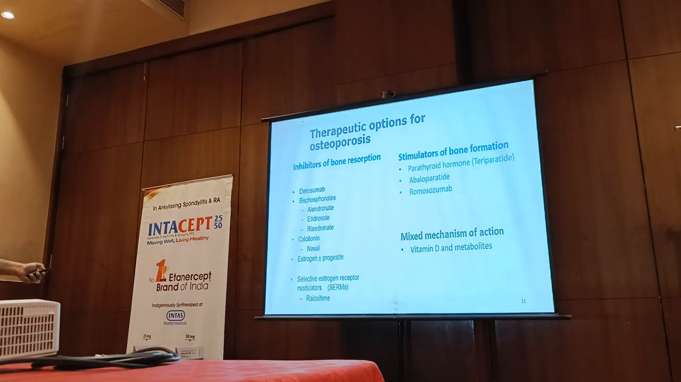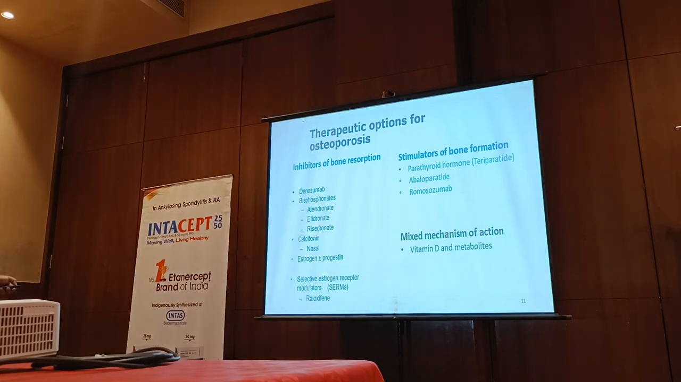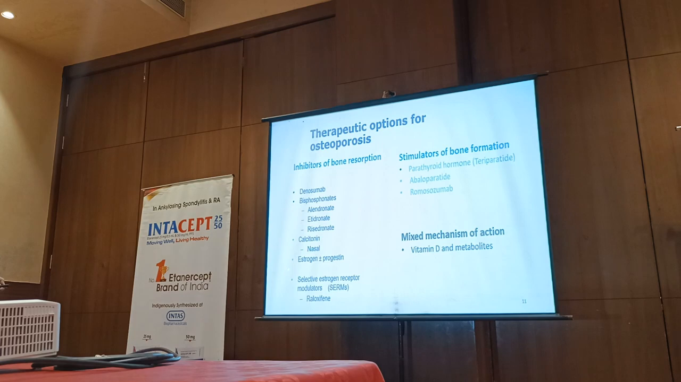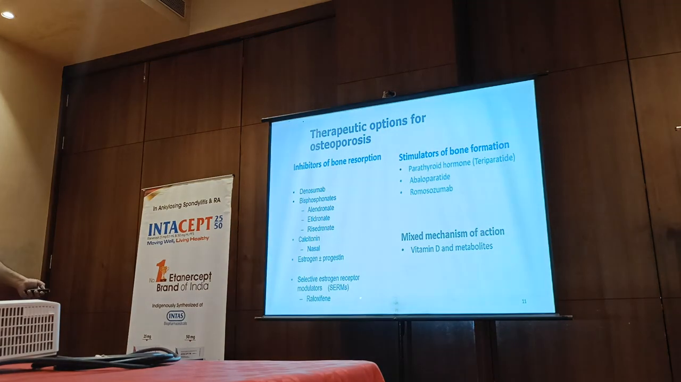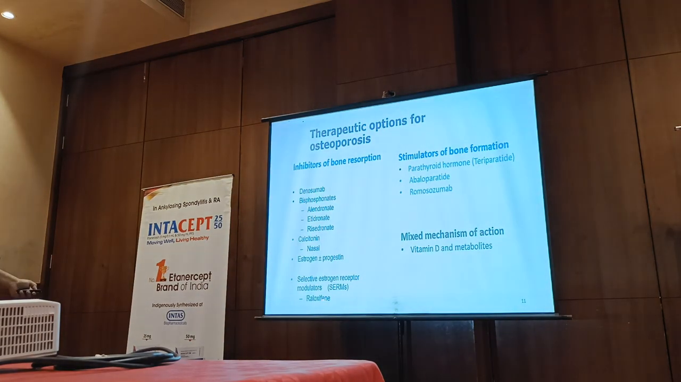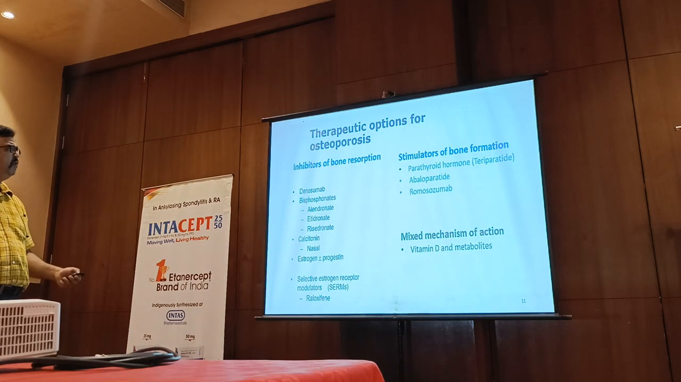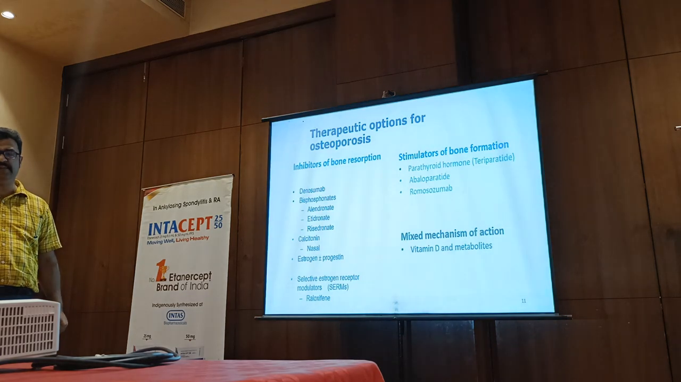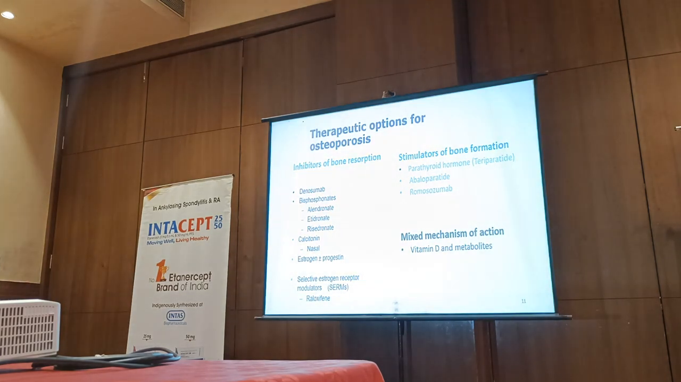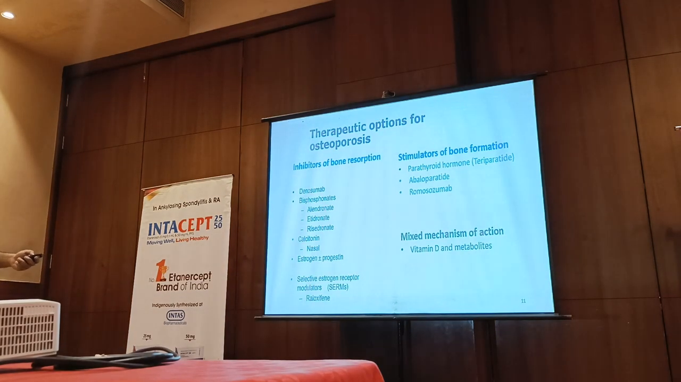Denosumab, bisphosphonates (alendronate, risedronate, ibandronate), calcitonin nasal, estrogen, progestin in case of menopausal women, and selective estrogen receptor modulators or raloxifene. These are mostly important in menopausal osteoporosis. It's not having a role in male patients. For the male patient, we will concentrate on denosumab and bisphosphonate only in terms of inhibitors of bone resorption. On the other hand, stimulation of bone formation with parathyroid hormone analogs like teriparatide, abaloparatide, and romosozumab, and mixed, which has a good action, is easily available and always given: vitamin D and its metabolites and calcium many of the times.